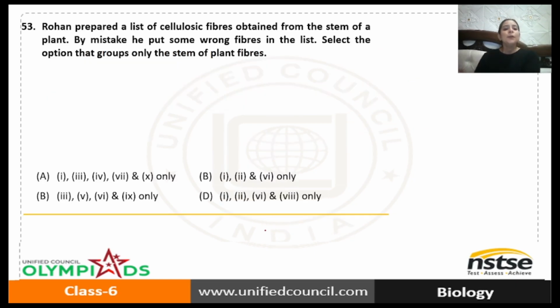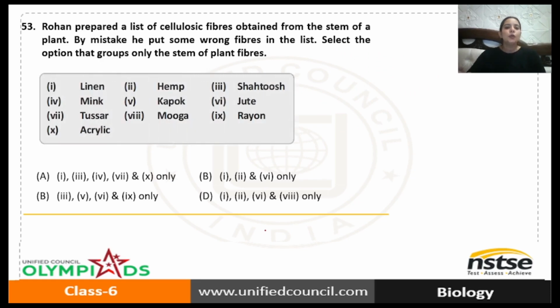Next, Rohan prepared a list of cellulosic fibers obtained from the stem of a plant. By mistake, he put some wrong fibers in the list. Select the option that groups only the stem of the plant fibers. So here, students, we know that fibers are basically thin threads, and they are spun together to form fabric. There are some natural fibers, like linen and hemp, and a few synthetic fibers, like rayon and acrylic. These are man-made fibers.